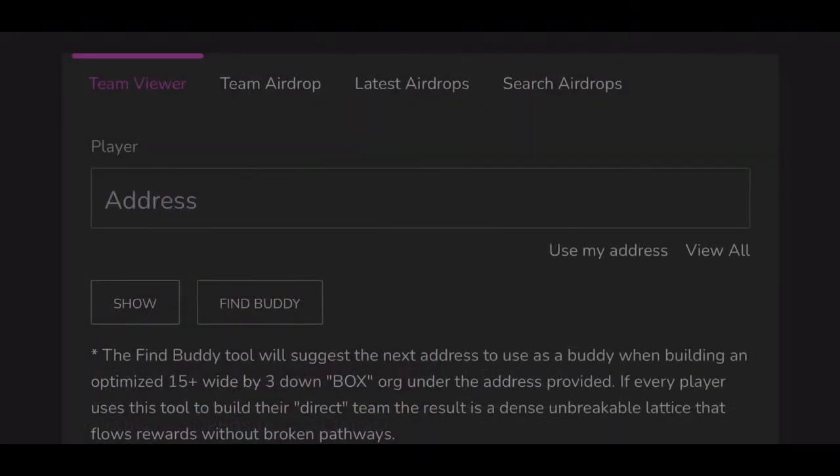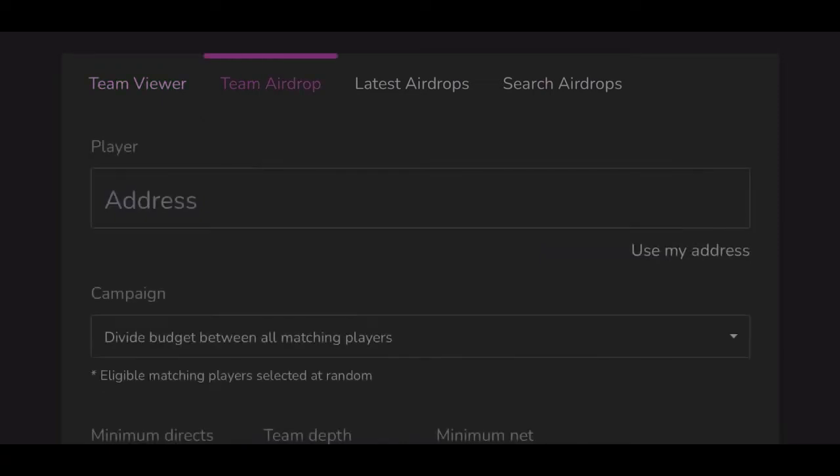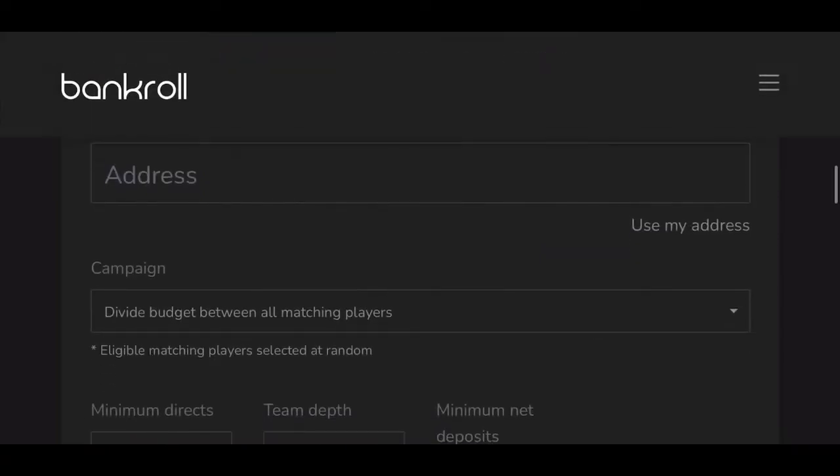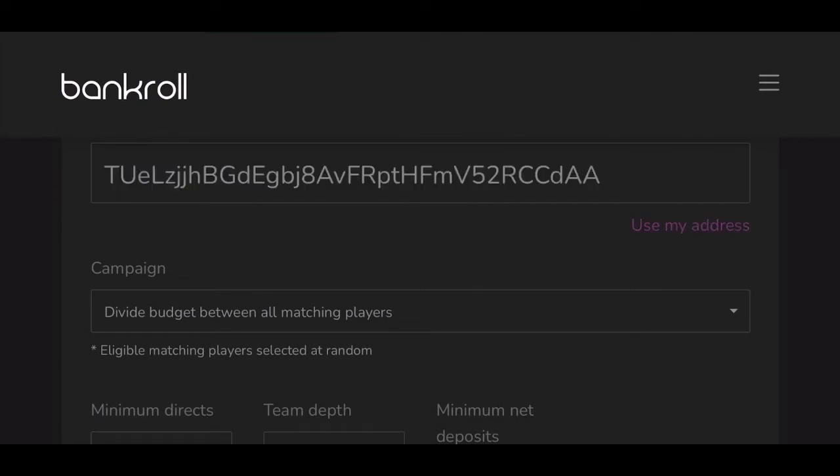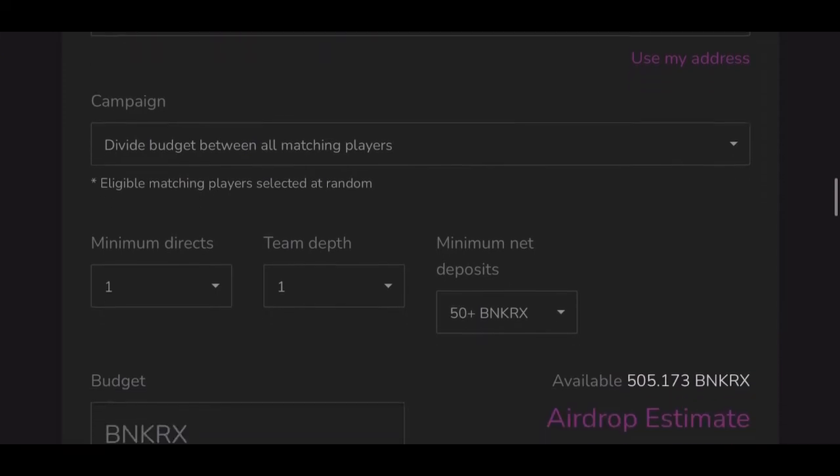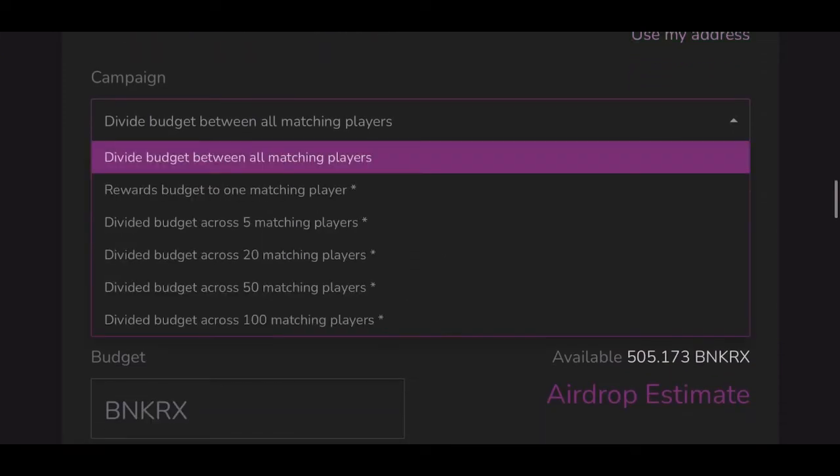So here we are guys in the Flow airdrop section. To get to this section, there are 4 tabs across the top. If you click on team airdrop, it will say enter address. In this section you put your own address. You would just press use my address. And then it gives you campaigns you can run. So you can divide the budget between all matching players.